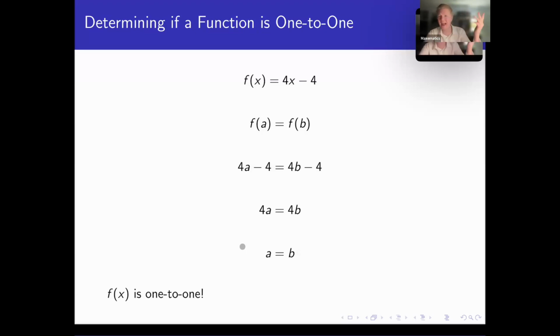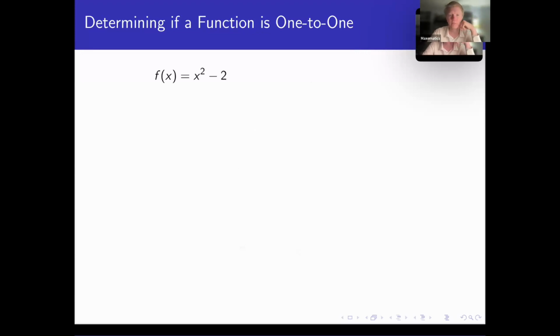Now you might be wondering, how on earth could we possibly get anything besides a equals b in this way? Well, let's do another one. Let's do x squared minus 2. Again, we start with f of a equals f of b, so we're going to plug in a and plug in b. We're going to add 2 to both sides, and then if we want to solve for a, we need to take the square root of both sides.